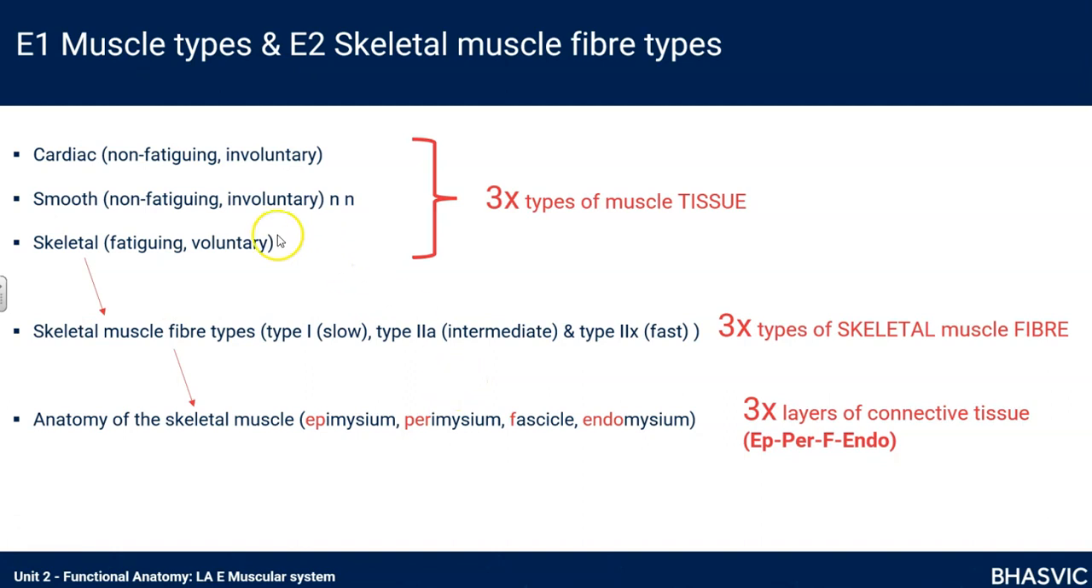As you can see from the specification here, I've kind of merged E1 and E2. We're going to look in this video at these 3 types of muscle tissue and their characteristics, but also in a later video we'll look at the 3 types of different skeletal muscle tissues, and then we'll look at the anatomy of skeletal tissue or skeletal muscle, and we will look at the 3 layers of connective tissue. So there's similar related topics, all 3, 3 and 3, something to help you maybe remember. 3 types of muscle tissue, 3 types of muscle fiber, and 3 names of the layers of skeletal muscle connective tissue.